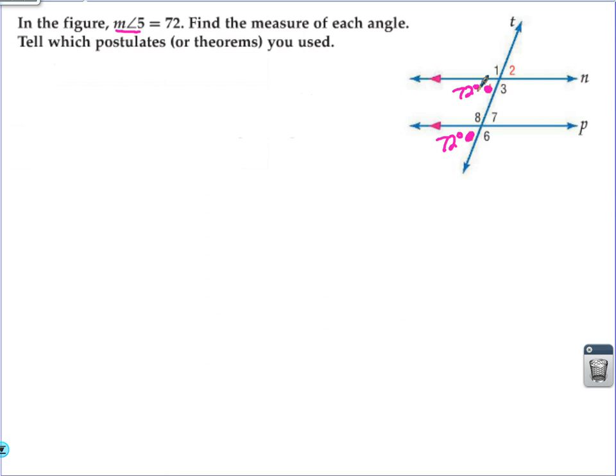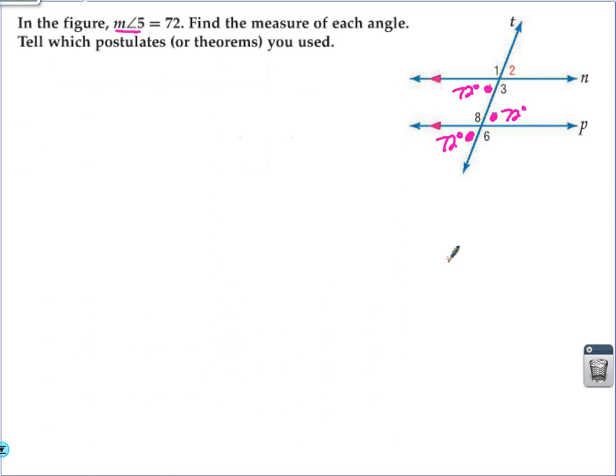Sierra, give me another one. 7 is also 72 degrees. There are 2 reasons why. You can tell me either one. How did you do it? I did vertical angles. That's the easiest way. And that's how you would explain to me, well, vertical angles are congruent. Or she could have said alternate interior angles are congruent.